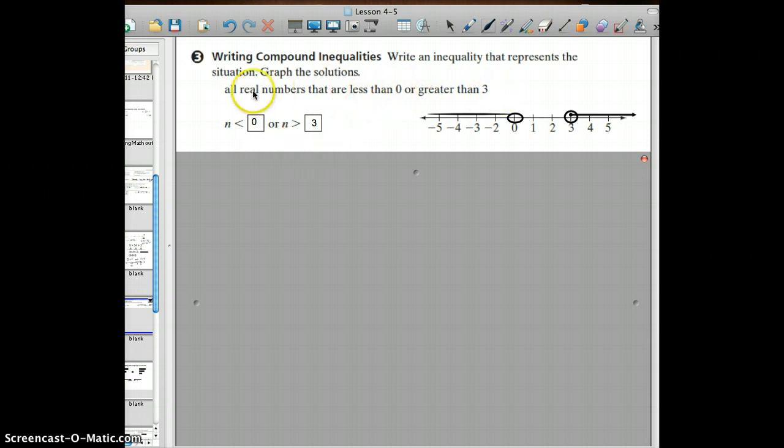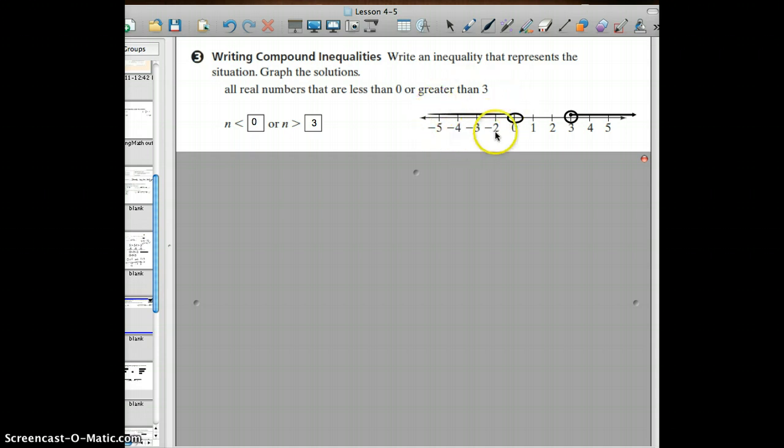So if you think about the first half here, a number that is less than 0, that's going to be n is less than 0, or n is greater than 3. This is an or situation because, first of all, the problem tells us it's an or situation. So what does that mean? Well, we are not looking for a number that fits both. We don't have any numbers that fit both situations. So one or the other is going to have to work.